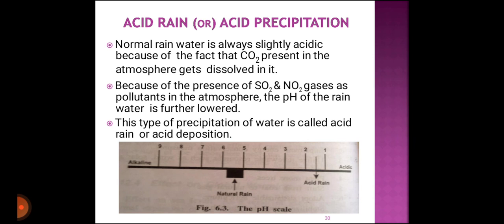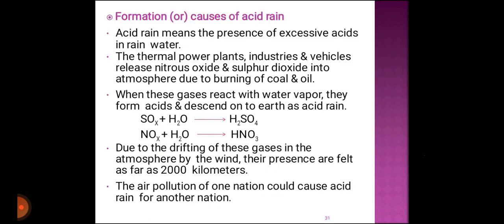Formation or causes of acid rain. Acid rain means the presence of excessive acids in the rainwater. Thermal power plants, industries and vehicles release nitrogen dioxide and sulfur dioxide into the atmosphere due to burning of coal and oil in various industries. These gases react with water vapor or cloud to form acids and descend onto earth by the precipitation process to form acid rain.